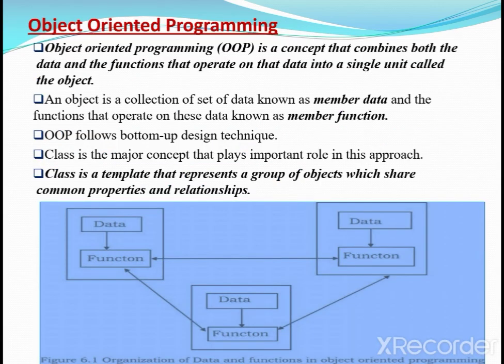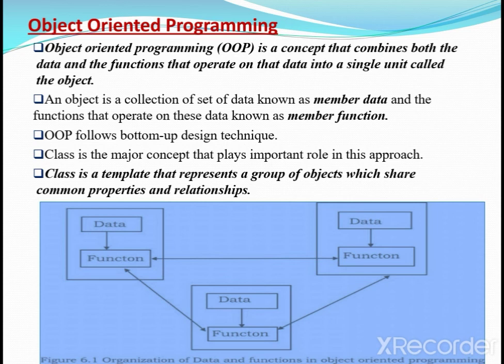First, we'll see what is object oriented programming. An object oriented program consists of many well encapsulated objects interacting with each other by sending messages. It is a concept that combines both the data and the functions that operate on that data into a single unit. It is called the object. I repeat, object oriented programming is a concept that combines both the data and the functions that operate on the data into a single unit.